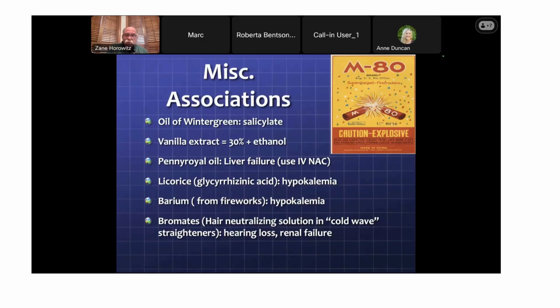They had profound hypokalemia. And I mentioned bromates earlier, but bromates cause hearing loss, which is kind of an unusual thing to present for toxicity. But in these cold waves, hair straightening solutions is what you should think of if you presented with a case involving that. You can actually get a bromide level from regional specialty labs to sort that out.